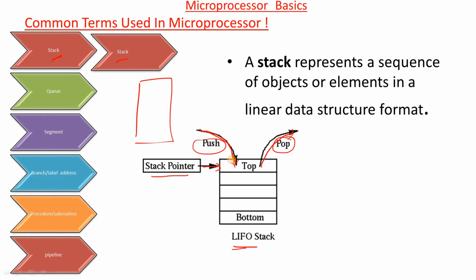If you want to push a new byte, the stack pointer is decremented by 1. If you want to push 2 bytes at a time, the stack pointer is decremented by 2. In the same way, if you delete only 1 byte, the stack pointer is incremented by 1. If you delete 2 bytes at a time, the stack pointer is incremented by 2.